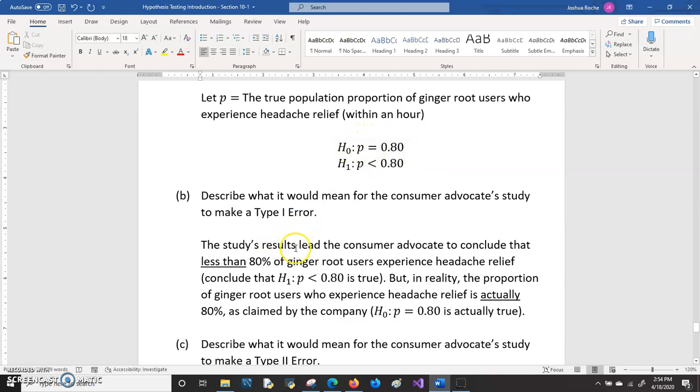So let's put that into context. A type 1 error would mean that the study's results lead the consumer advocate to conclude that less than 80% of ginger root users experience headache relief. In other words, to conclude that the alternative hypothesis is true. But in reality, the proportion of ginger root users who experience headache relief is actually 80%, as claimed by the company. In other words, actually, in reality, the null hypothesis is true.